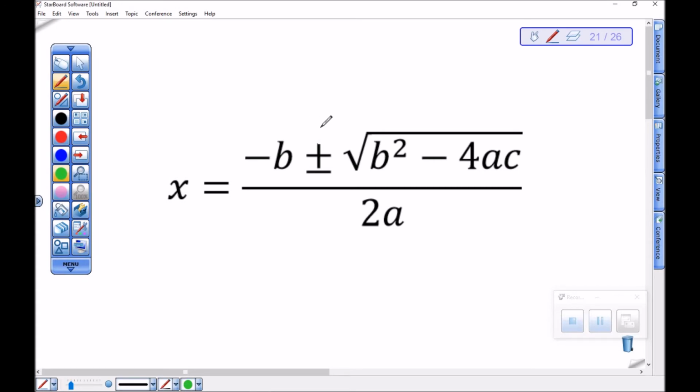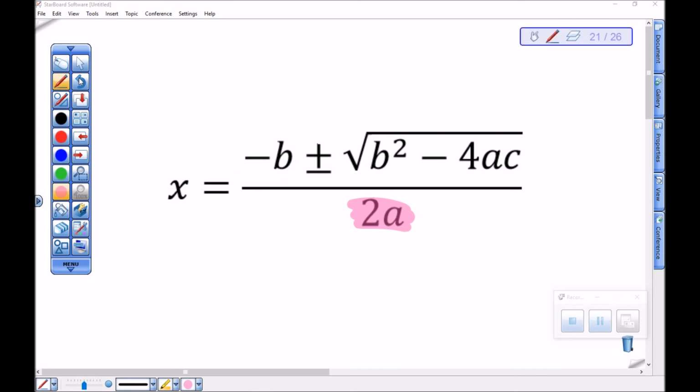Finally, this whole fraction is divided by 2a. Okay, you have to divide the whole thing, the whole answer by 2a, not just what you get from under the square root and not just the minus b, but all of it. Okay, often I get students who end up taking this and then plus or minus the rest of it over 2a. Nope, that minus b's got to be over 2a as well.